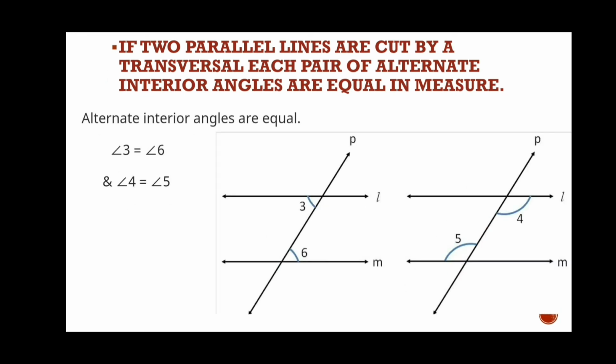Now the third point is if two parallel lines are cut by a transversal, each pair of alternate interior angles are equal in measure. So you can see that the alternate interior angles are angle 3 and angle 6. So the measure of angle 3 and angle 6 will be equal if the transversal cuts the two parallel lines. Here similarly angle 4 will be equal to angle 5.